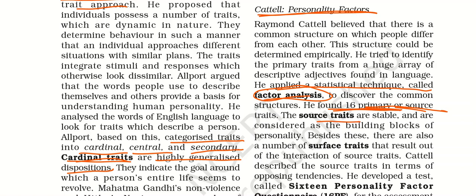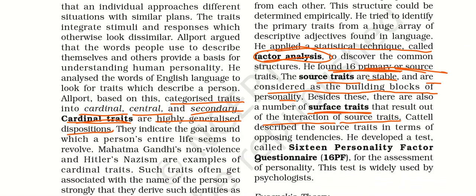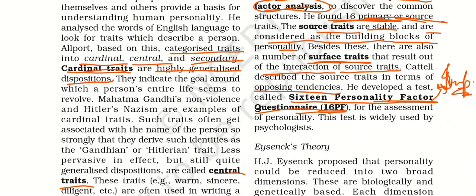There were source traits, which are stable and are considered the building blocks of personality. Besides these, there are surface traits that result from the interaction of source traits. Cattell described the source traits in terms of opposing tendencies. He developed a test called the 16 Personality Factor Questionnaire, 16 PF. This is the most important test which you will be conducting if you choose the psychology profession for the whole of your life.